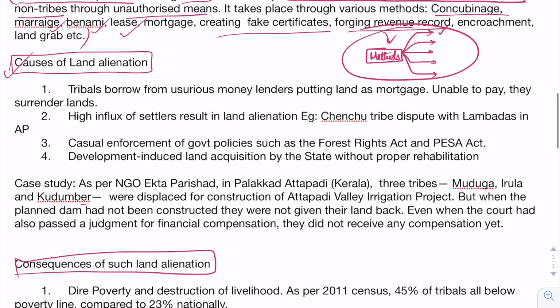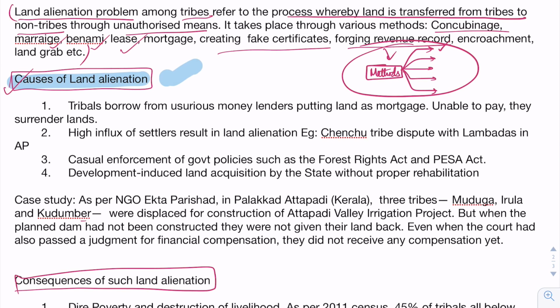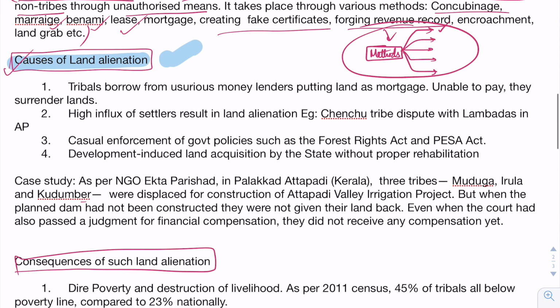Next, you discuss the causes of such land alienation. Basically, since it's a critical examination of the issue, you discuss the causes, consequences, and also the solutions for that issue. So under causes, you list various reasons that cause land alienation in tribes, and also do mention examples where such land alienation has happened.